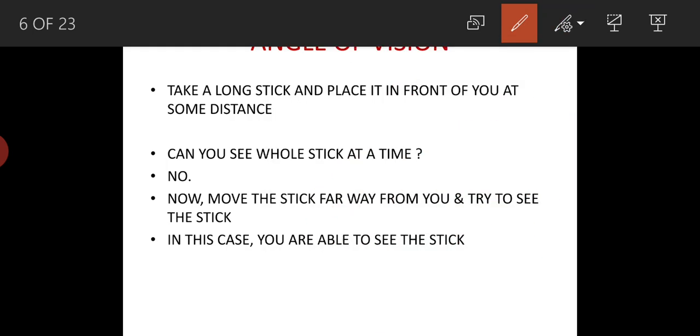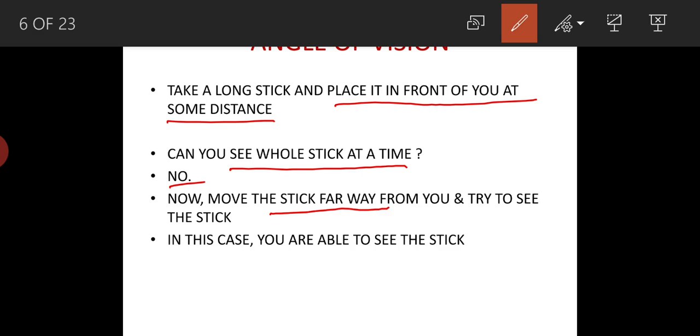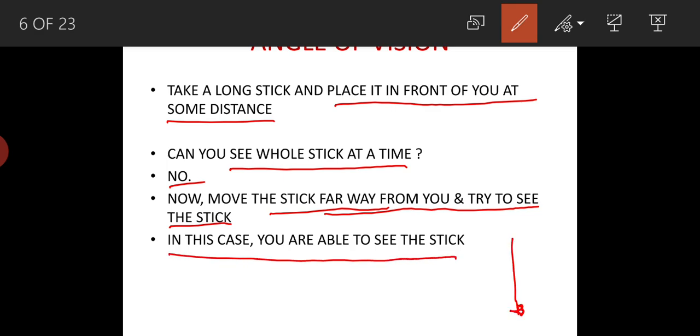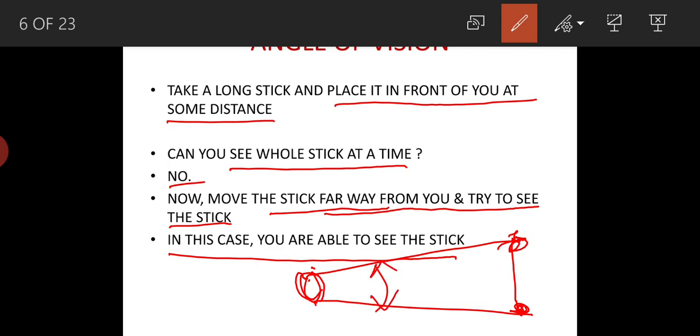Let us see once again. What you need to do is take a long stick and place it in front of the eye at some distance. Can you see the whole stick at a time? No. Now move the stick far away from you and try to see the stick. In this case, you are able to see the whole stick, that is, you are able to see the top and bottom ends when it is away from your eye, because the light rays coming from the top and bottom ends will make an angle less than 60 degrees.